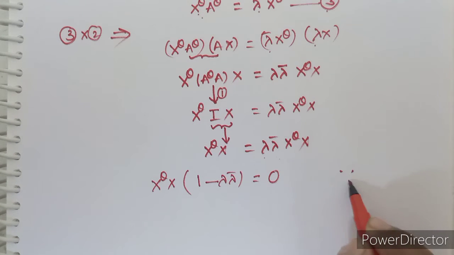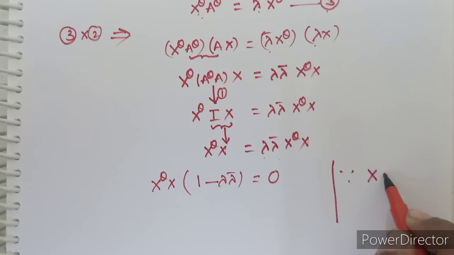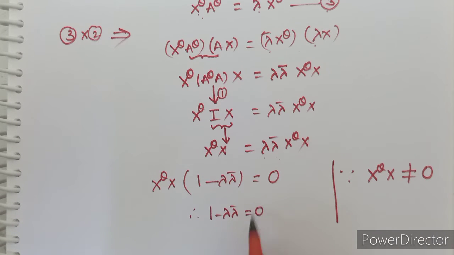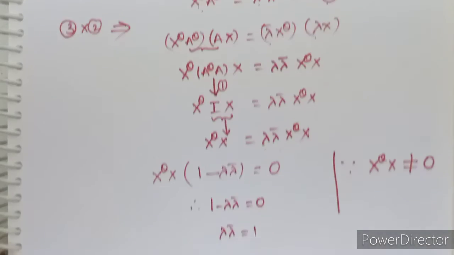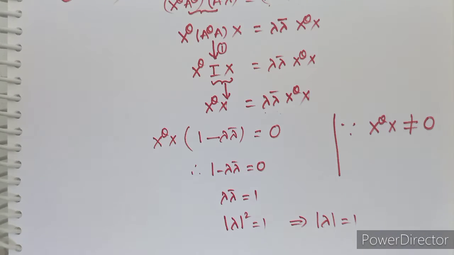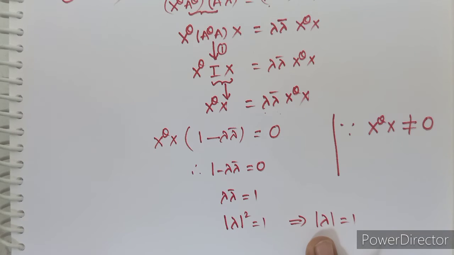Since x is a non-zero vector, x^θ x is not equal to the null matrix. So therefore, 1 − λ̄λ itself is equal to 0. Lambda bar lambda is equal to 1. We write lambda bar lambda as mod lambda whole square. This implies mod lambda is also equal to 1. Therefore, lambda is a characteristic root. Therefore, the characteristic roots of a unitary matrix are of unit modulus.